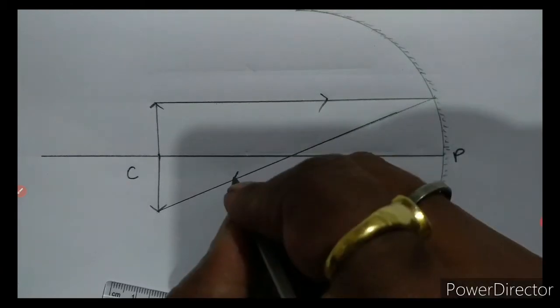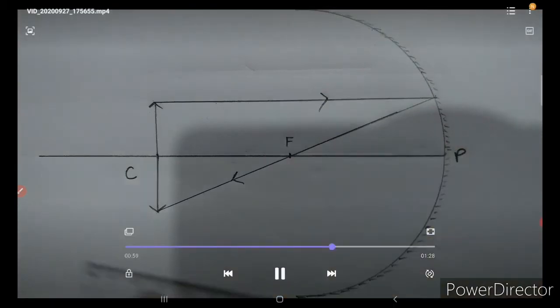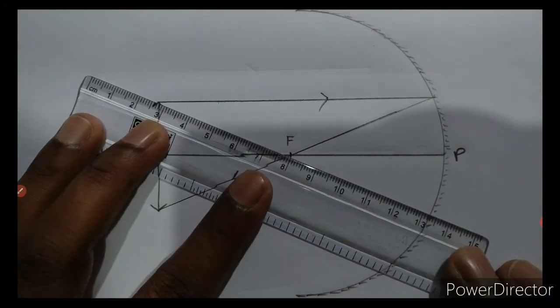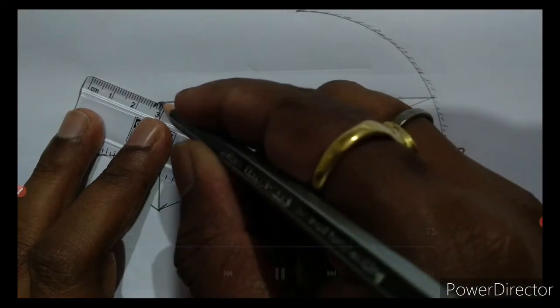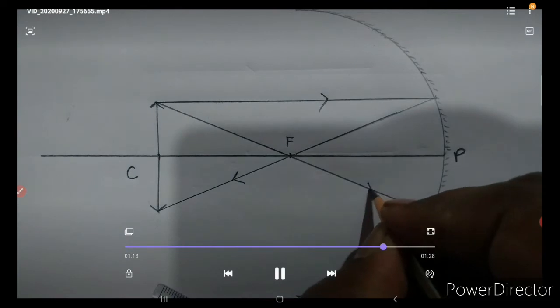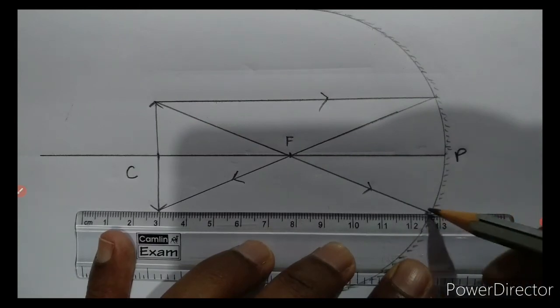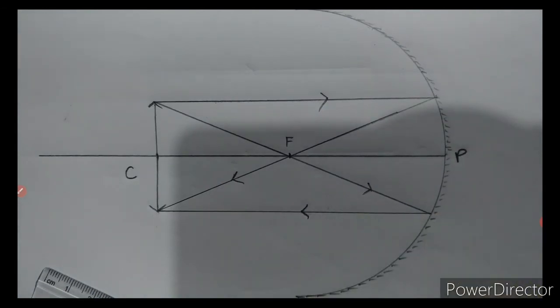The first ray, parallel to the principal axis, after reflection should pass through the focus, and the second ray, any ray coming from the focus, should become parallel to the principal axis. So here is my second incident ray, in fact, and it becomes parallel to the principal axis. So this is my diagram ready. Now let us discuss the nature of the image formed. I hope you understood the trick of drawing this particular diagram.